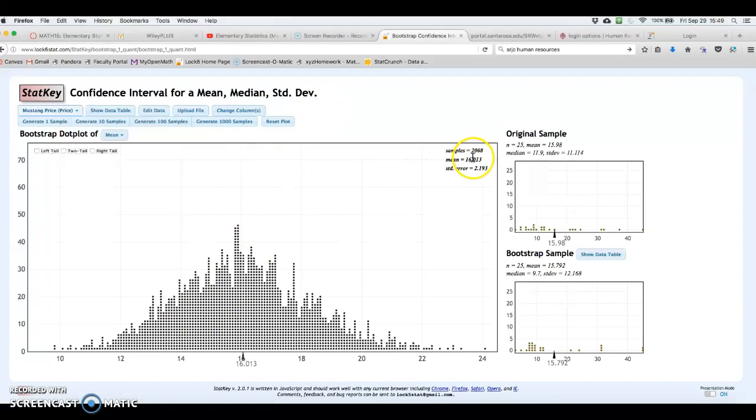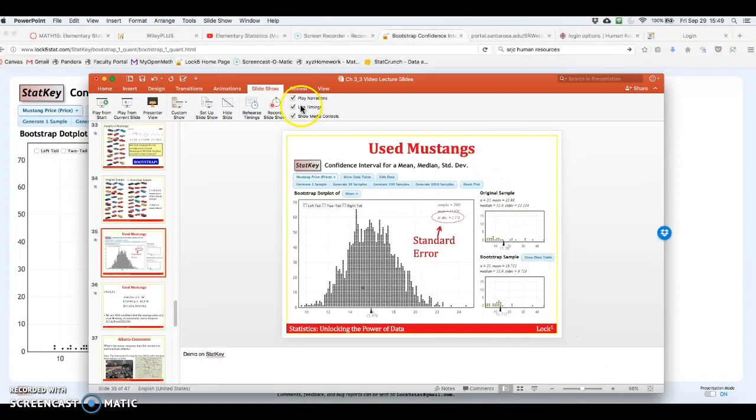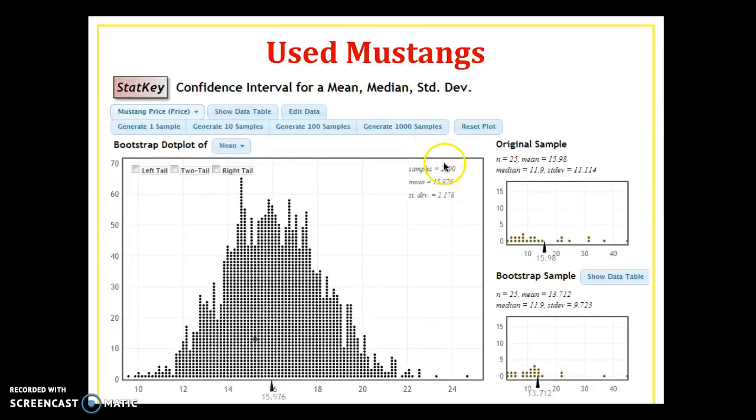So we've generated 2,008 bootstrap samples from this original sample of 25 Mustangs. Notice when we did this, I got a standard error of 2.198. This is the standard deviation of the bootstrap samples. We're calling this the standard error. So it's not the exact same as we have on the slide. With 2,000 samples, it's 2.178. So the standard error of these bootstrap samples is going to differ because there's some variability and randomness in how we pick these bootstrap samples.